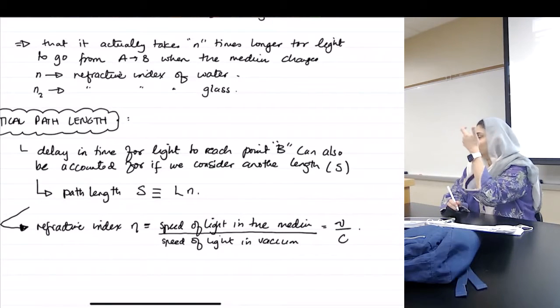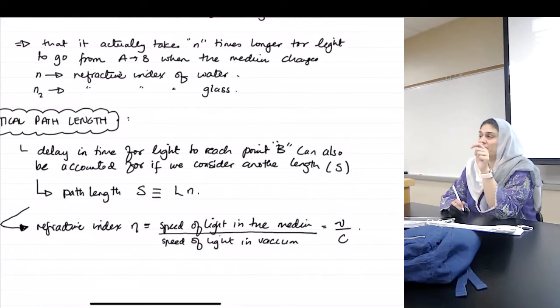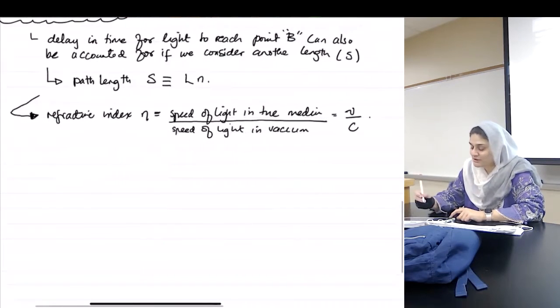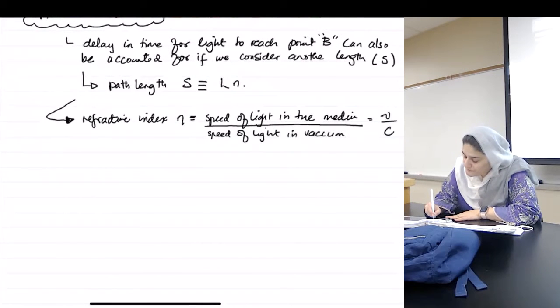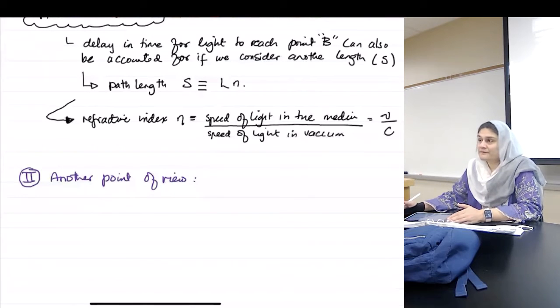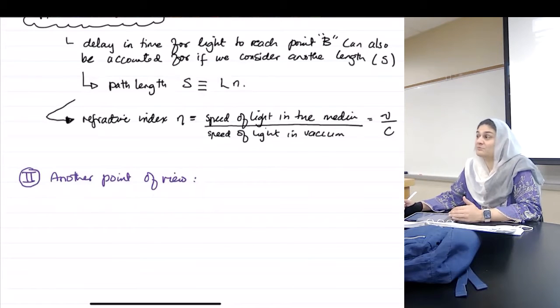Now I'm going to give you another point of view. So this was a point of view of the length being changed, right? So we defined a new term called the optical length. But you can also do what is called number 2, another point of view. So what if, instead of looking at it from the point of view of light, you are looking at it from the point of view of an observer that is observing the light coming towards them? It's going to be weird, but hang in there. It's going to make sense in a second.